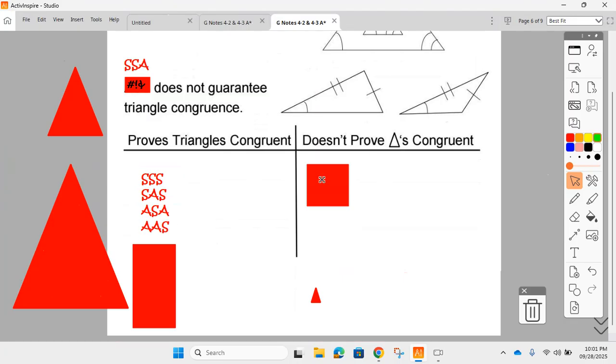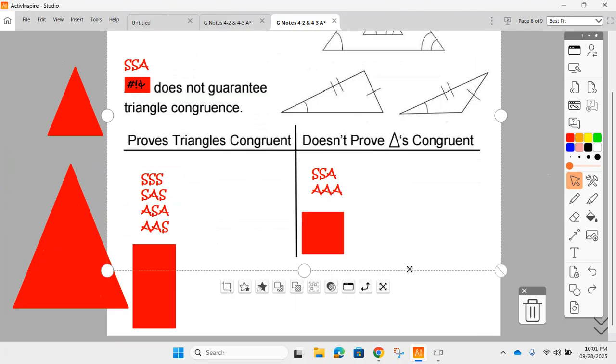So some rules that kids think are postulates, but are not really: side, side, angle, and angle, angle, angle. Triangles do not necessarily have to be congruent if these corresponding parts are congruent. Could they be? Yes, but we cannot state definitively that they are congruent with just these corresponding parts congruent.